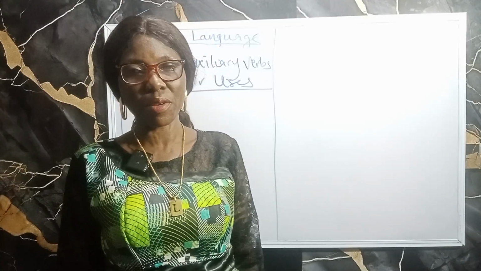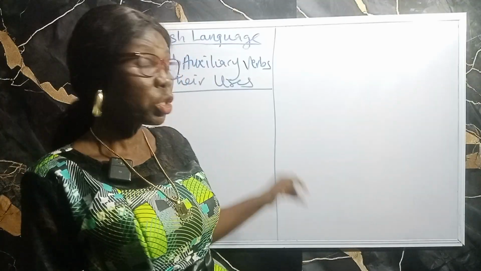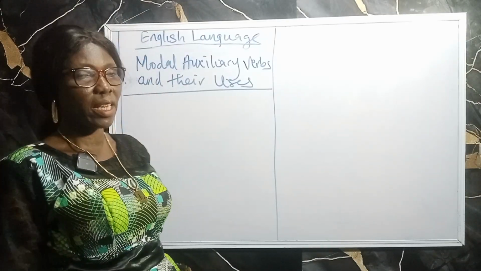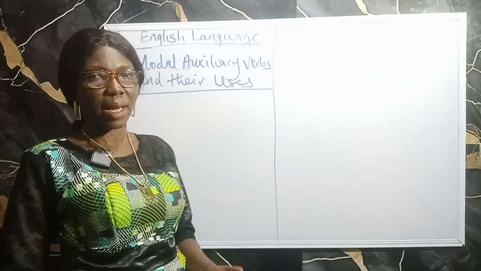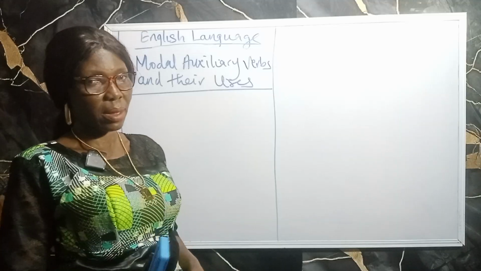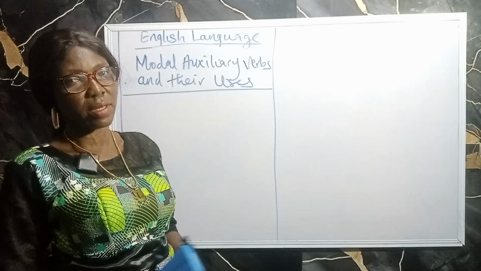My name is Gloria. Today, we are going to look at the remaining part of modal auxiliaries. Remember, last time we treated five, and I told you that they are up to ten. We treated can, could, may, might, and must. So today, we are going to look at the remaining five and their uses.